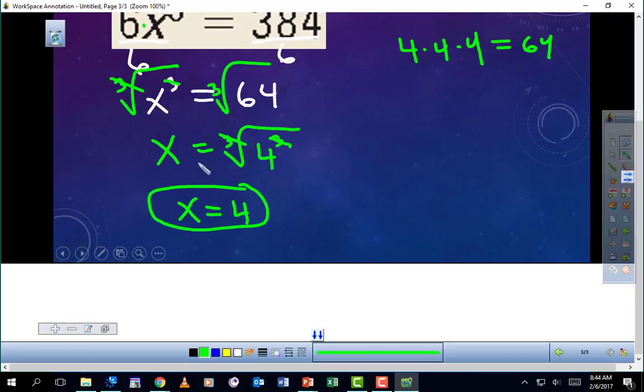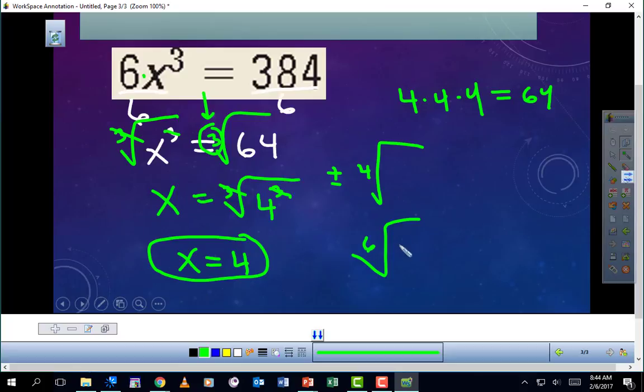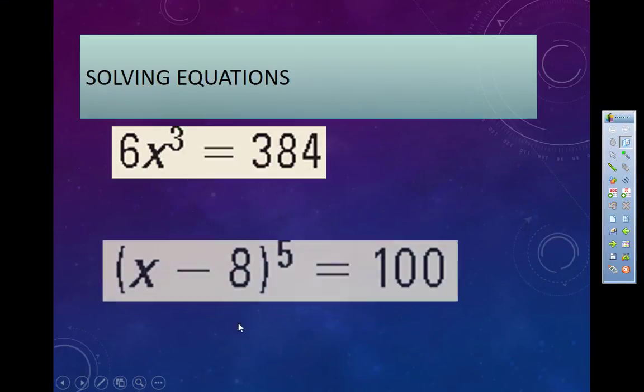Now, there's just one subtle thing you should realize here. When the index is odd, there's only one solution to worry about. If that index is an even number, we have to write plus or minus. Okay? So if it were a fourth root instead, then we'd have to write plus or minus here like that. Or if it were a sixth root, we would have to put plus or minus. Okay? And I think I've explained that before, but it's an easy step to overlook. Okay? Alright, so let's continue.